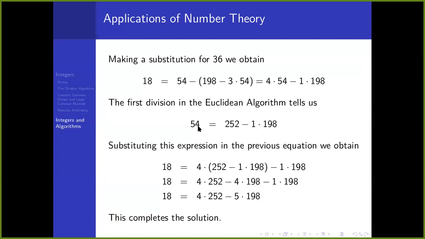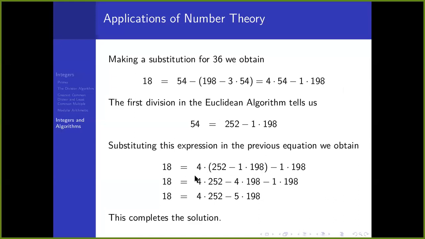And the next step, I have 18 will be equal to 4 times, so I'm replacing this 54 here with 252 minus 1 times 198. Then I subtract 1 times 198. So now I have all the numbers I needed. I just need to put the like terms together. I have 252 and I have 198.